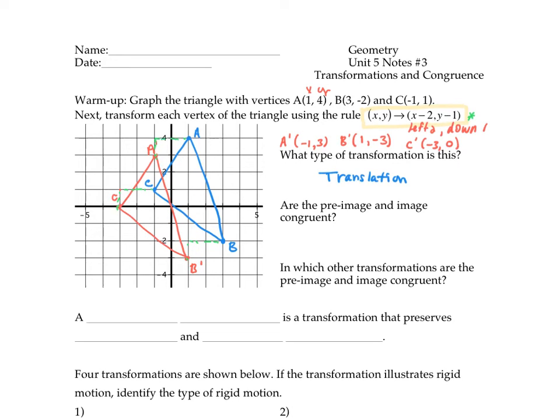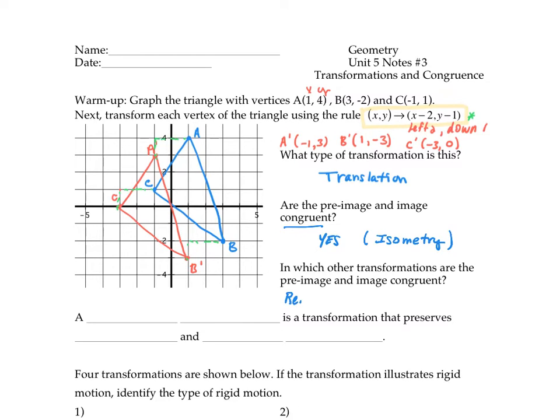Right, the next question asks, are the pre-image and the image congruent to each other? Meaning, are they exactly the same size and shape? And the answer to that is yes. Right. And when the pre-image and image are congruent, we should know that that's called an isometry. Right. So a review question says, in which other transformations are the pre-image and image congruent?